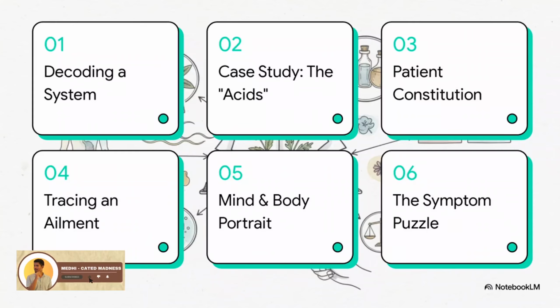So here's our game plan. First, we'll talk about decoding the system in general. Then we'll zoom right in on our case study, the acids. After that, we'll explore what's called the patient's constitution, and then trace an ailment back to where it all started. From there, we'll build a complete mind and body portrait, and finally, we'll see how all of those pieces click together to solve the symptom puzzle. Sound good? Let's get started.